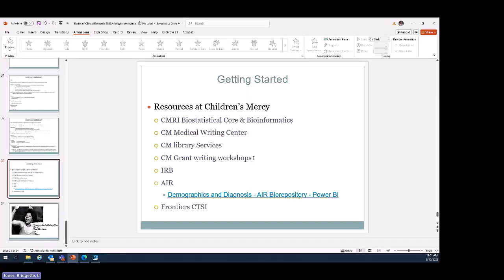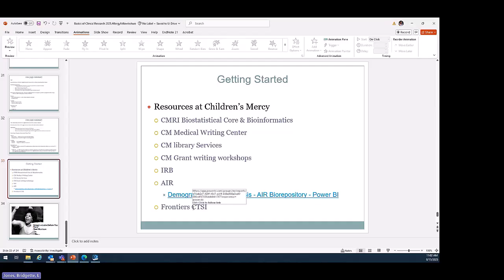Library services is great. They can pull articles for you if there are articles that you need, or like I mentioned before, even do literature reviews. For those of you who may be interested in writing a grant, Children's Mercy also has grant writing workshops that you can participate in if that's of interest to you. The IRB is a great resource. When you're first starting your study, if there are regulatory or ethical things that you want to think about, just contact the IRB staff person and ask to have a call and talk about your project. They're always willing to do that.